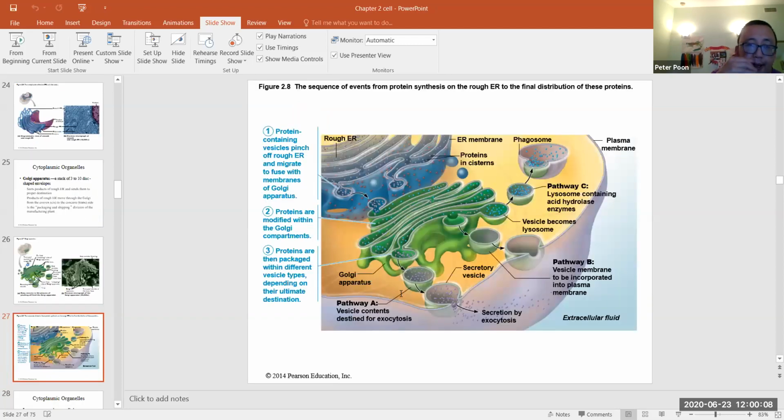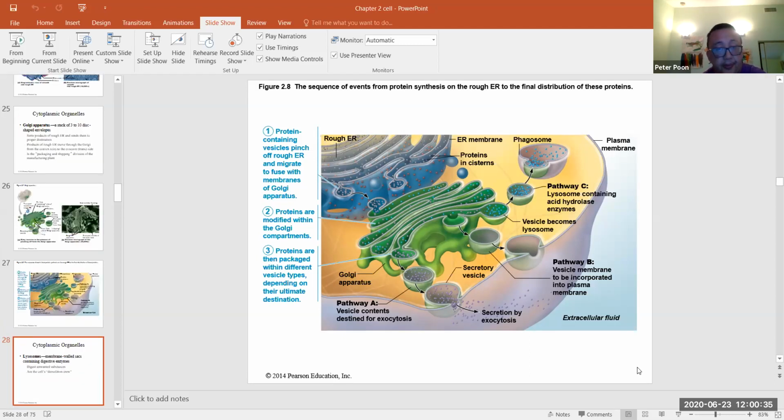Here you can see the whole thing: rough ER, Golgi apparatus, outside. When you look at a cell, sometimes they don't do a drawing like this, but if you actually look at a cell, it's always going to be like this. You always see rough ER, Golgi apparatus, outside. The Golgi apparatus is always going to look like a stack of pancakes.